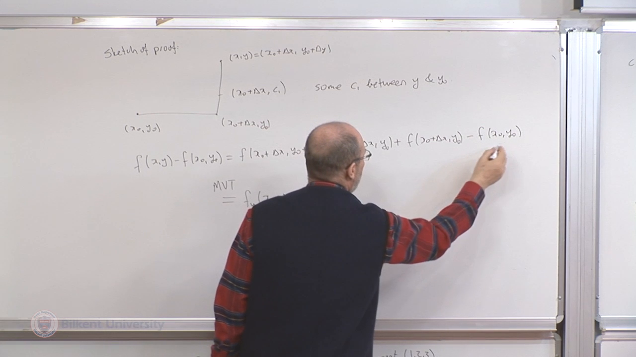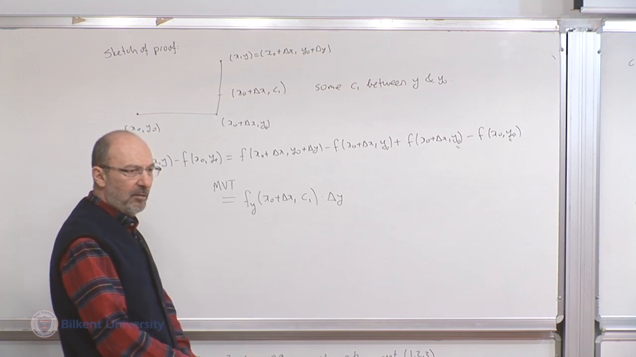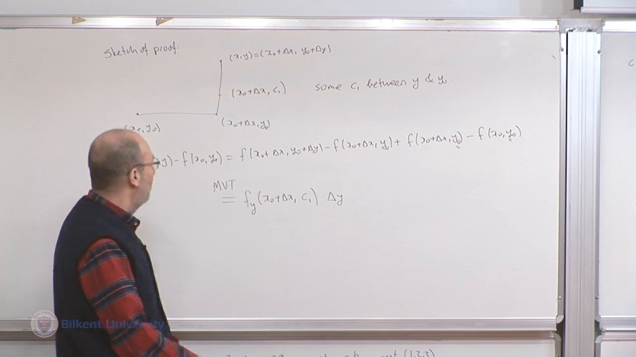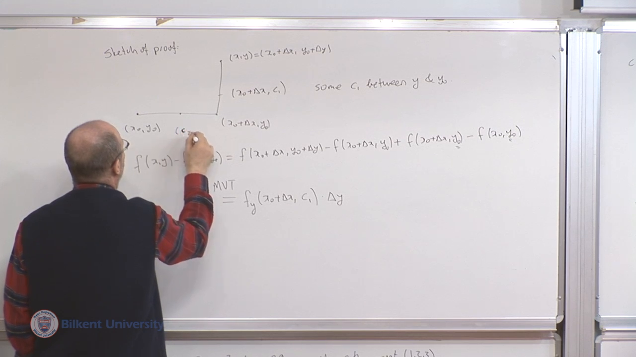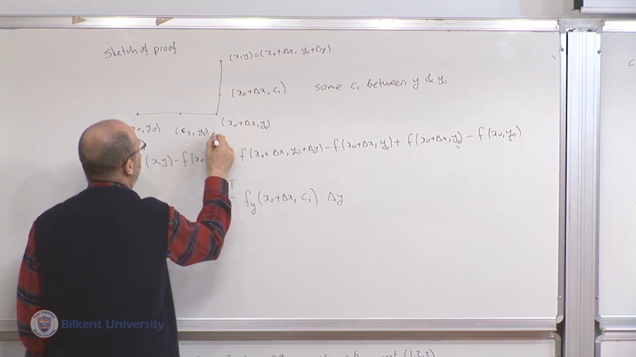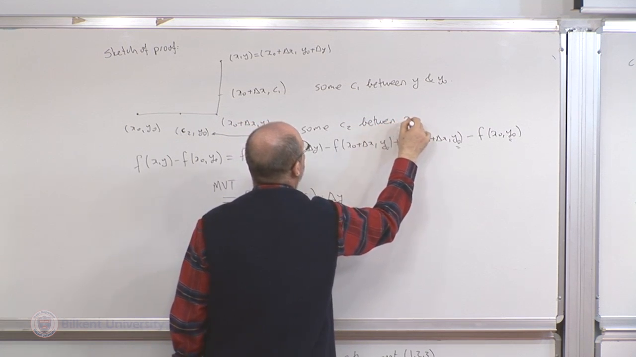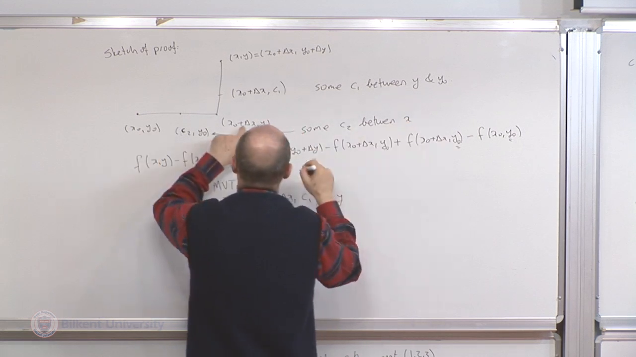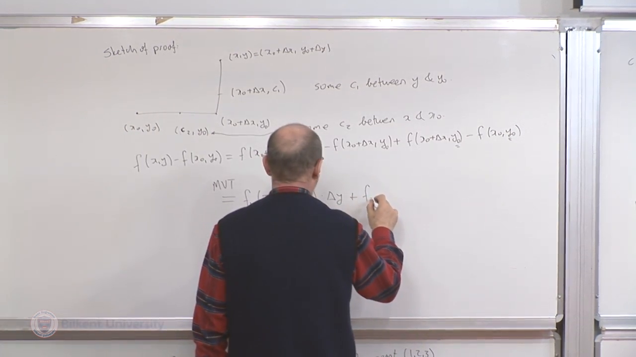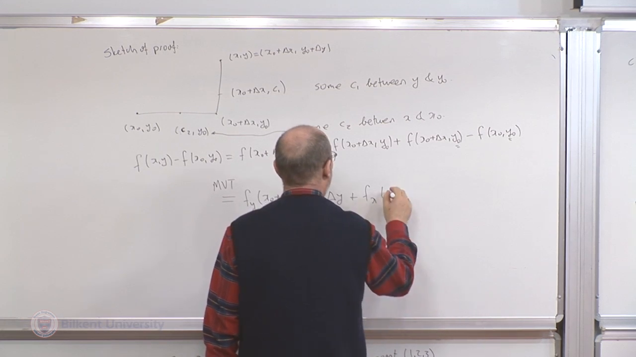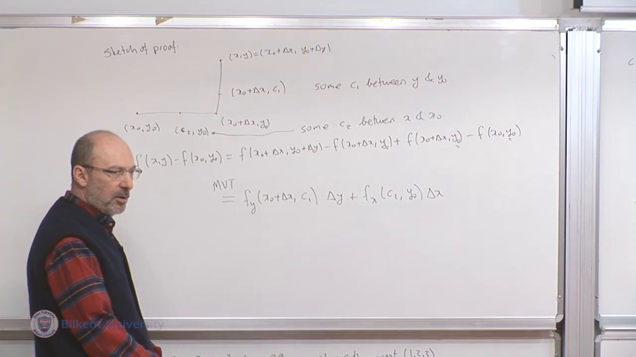So now I look at this one. Here you see the second parameter is not changing. This is a function of the first parameter only. So I have a one parameter function. I apply the mean value theorem to it. So there is a point somewhere here, C2, between x sub 0 and x. Okay, just somewhere here. So I have f sub x at C2, y sub 0, times delta x. Okay, so I wrote this. This one is equal to this.